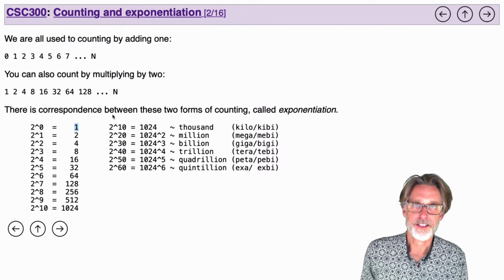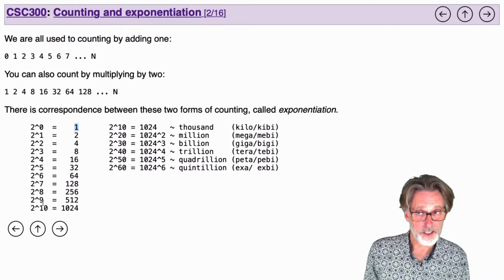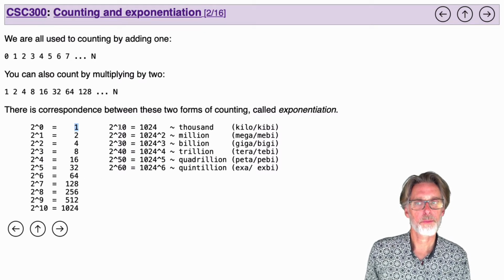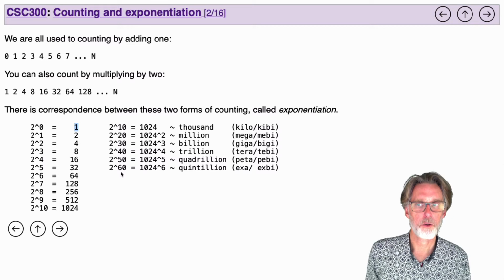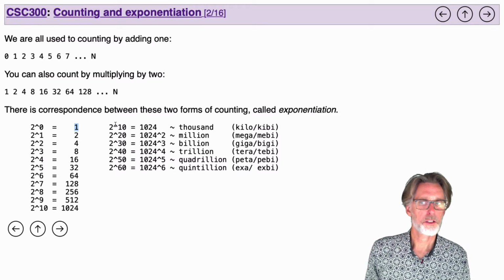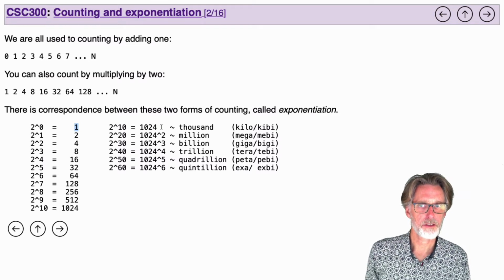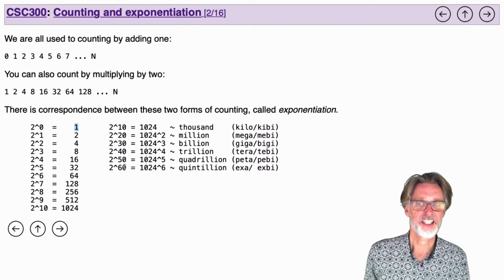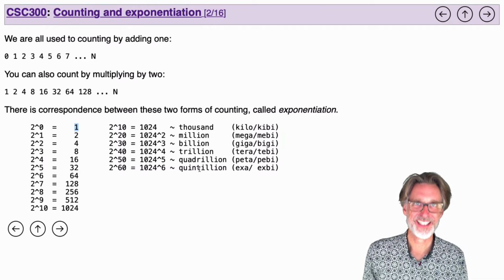As a computer scientist, it's useful to memorize some powers of 2, in particular the first 11, going from 2 to the 0th power up to 2 to the 10th. And then after that, it's useful just to remember every 10th power. So starting at 2 to the 10th, we have about 1,000. 2 to the 20th is about 1,000,000. 2 to the 30th is about 1,000,000,000. 2 to the 40th, about 1,000,000,000,000. 2 to the 50th, a quadrillion. And 2 to the 60th, a quintillion.